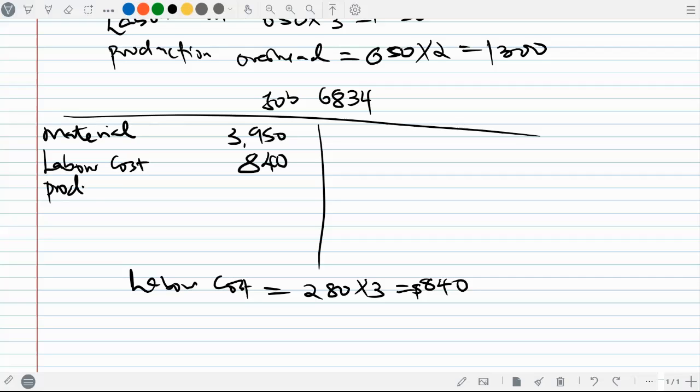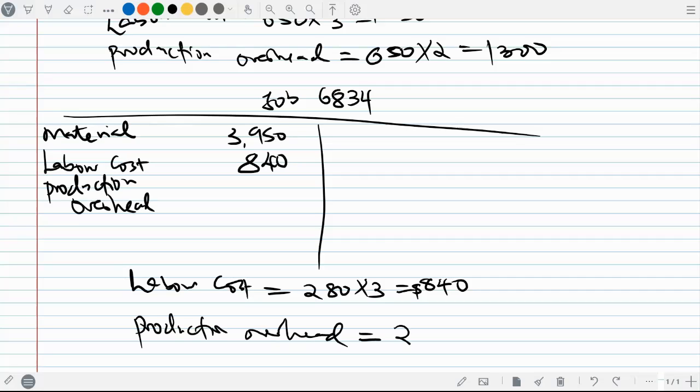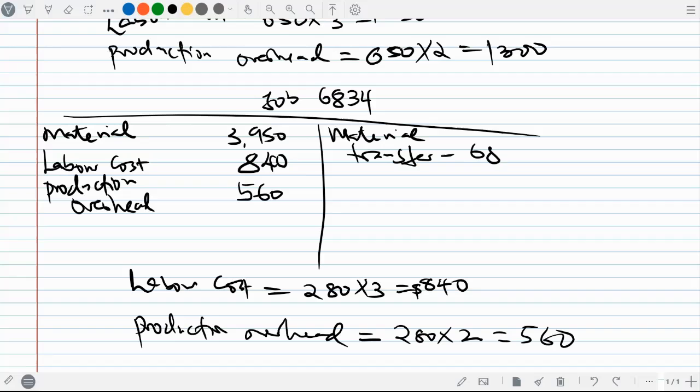Production overhead cost. Okay, working for that. You have 280 hours. The cost per hour is 2, together 560. Okay, therefore you have 560. Any material transfer to a job, material transfer from job 6834 to 6833? So here, material transfer to job 6833 equal to 250. Therefore, this is a credit, because we are reducing.